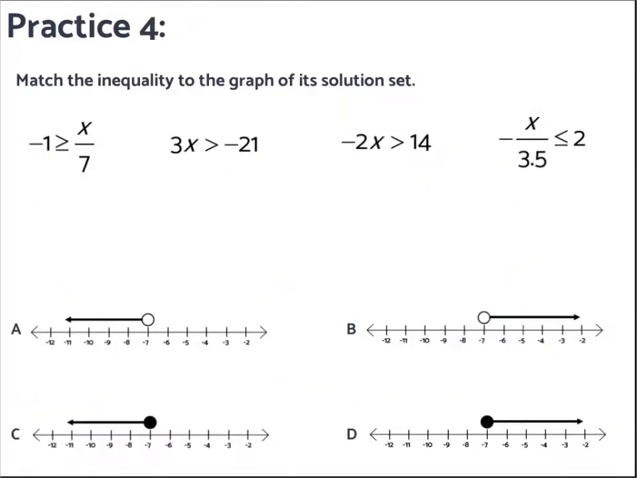So here we are at practice number 4. In this one, you're going to be matching the inequality to the graph of the solution set. So you're going to solve each of these inequalities, and then you're going to figure out which graph goes to which problem. They're labeled A, B, C, D, so you're going to label your answers A, B, C, D. Each one only has one right answer. So if you get A for more than one of them, you know that's not correct. So go ahead and pause the video now, do the best that you can, and then press play again to see if you are right.